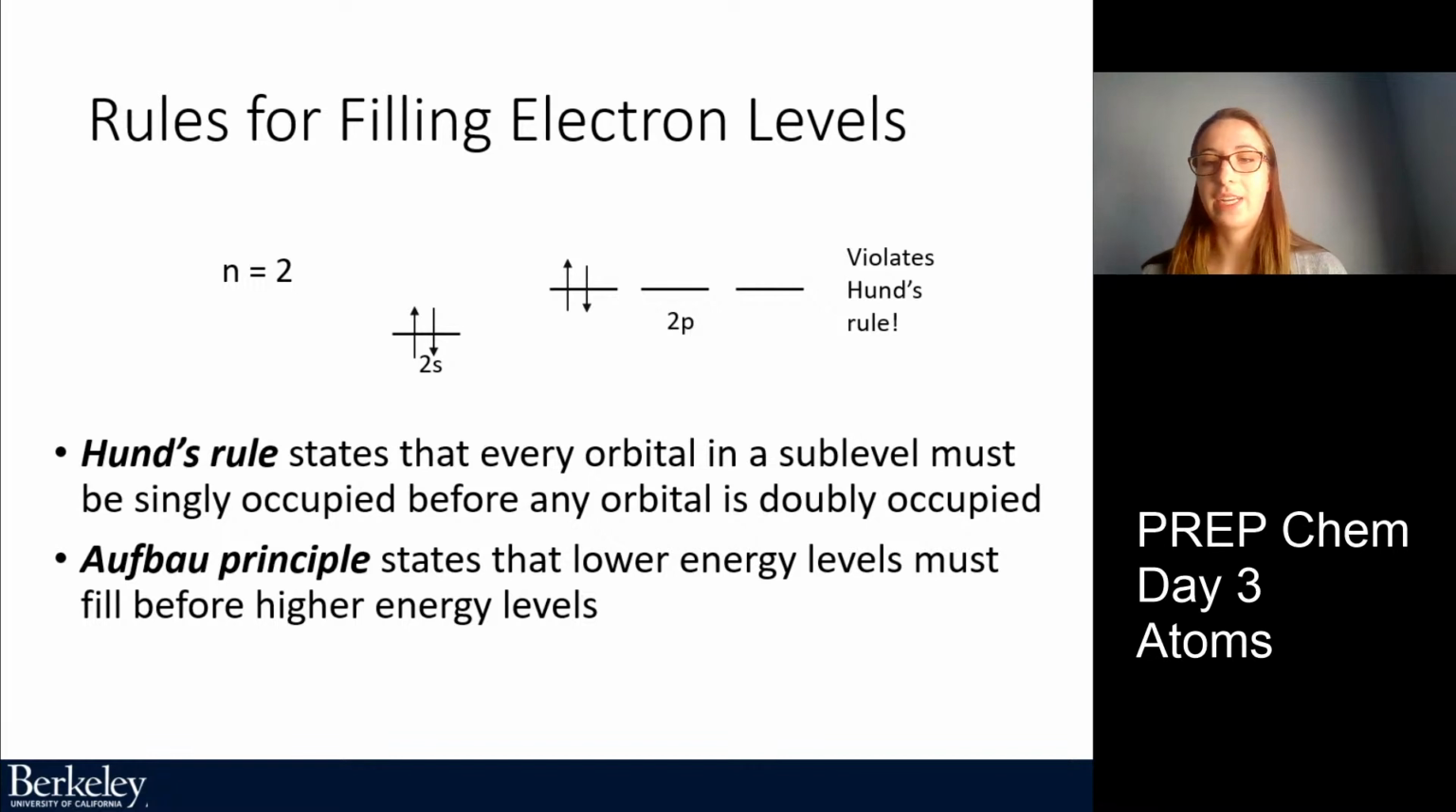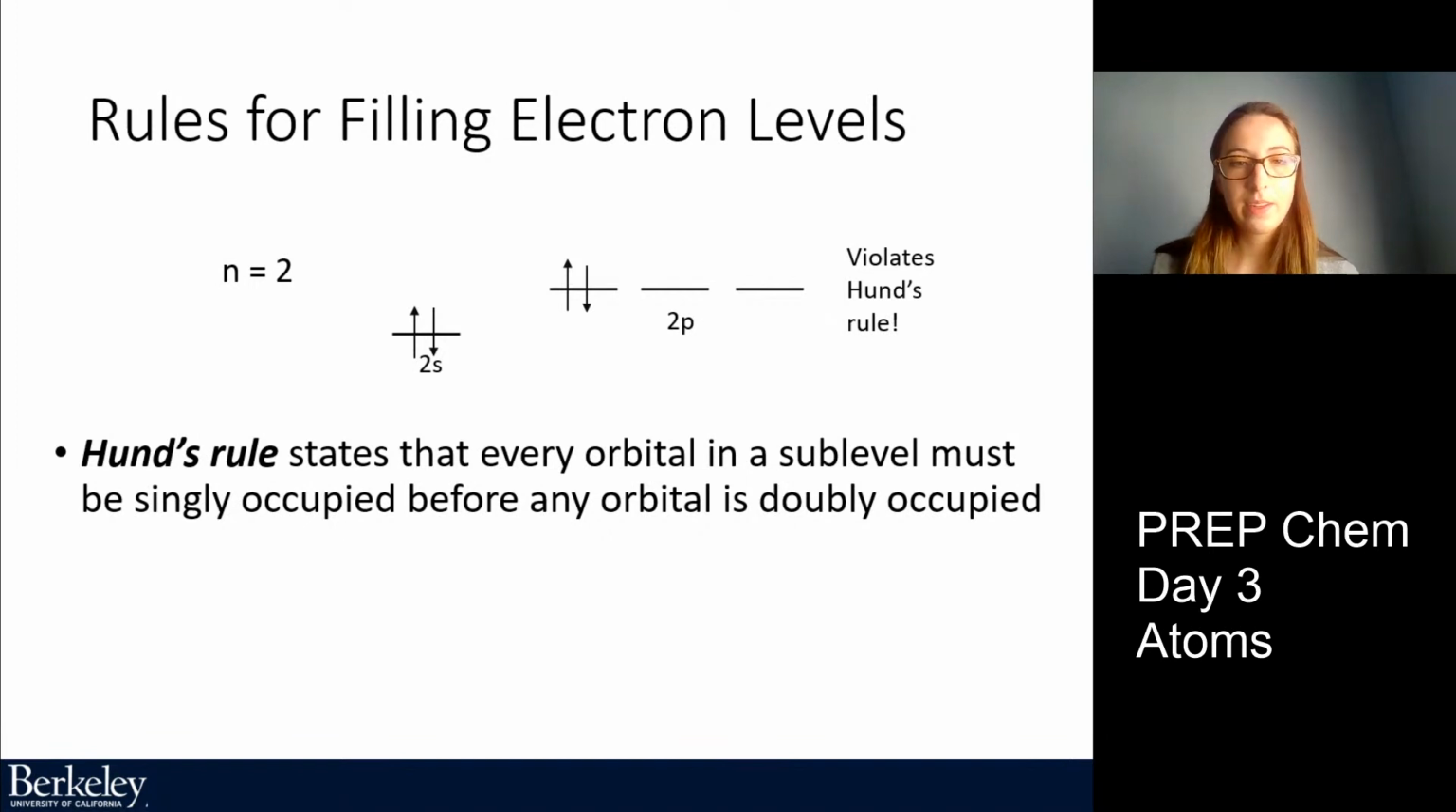Then someone asked if I can show the right way to fill the energy levels again. So I'll go back in the slides. Yeah, so this is the correct way of filling the diagram. You would have electrons in every single orbital before you go and put a second electron into one of the 2p orbitals.